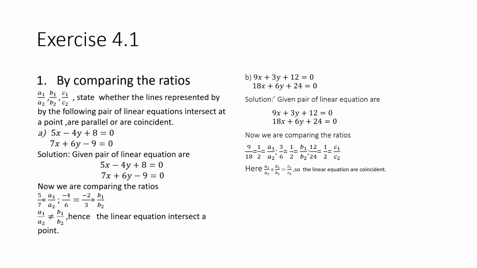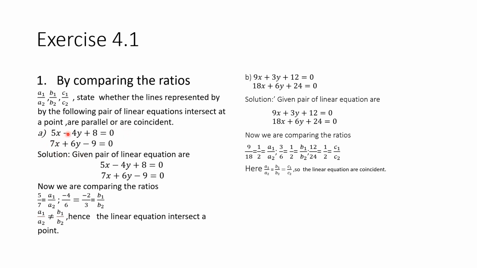So today we are going to learn problem 1 from exercise 4.1. The name of the chapter is Pair of Linear Equations in Two Variables. Now let us get into the question. The question is, by comparing the ratios a1 by a2, b1 by b2, c1 by c2, state whether the lines represented by the following pair of linear equations intersect at a point, are parallel, or are coincident.